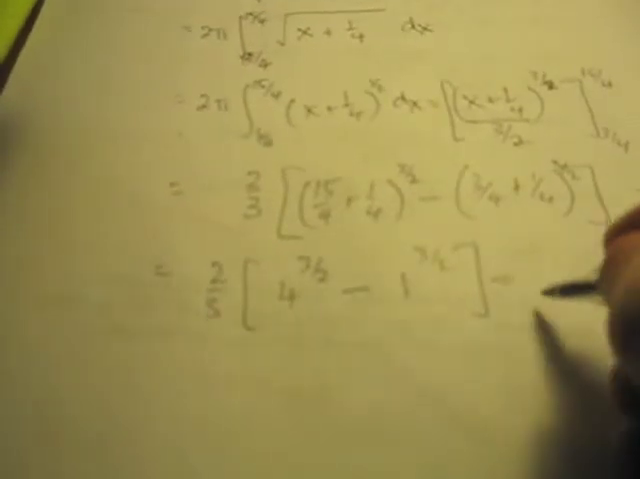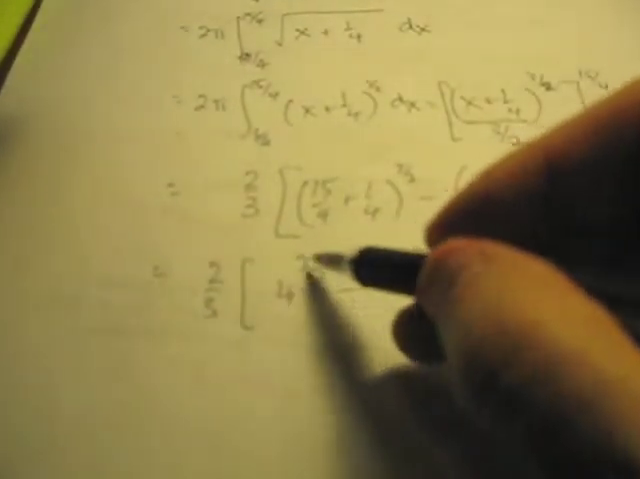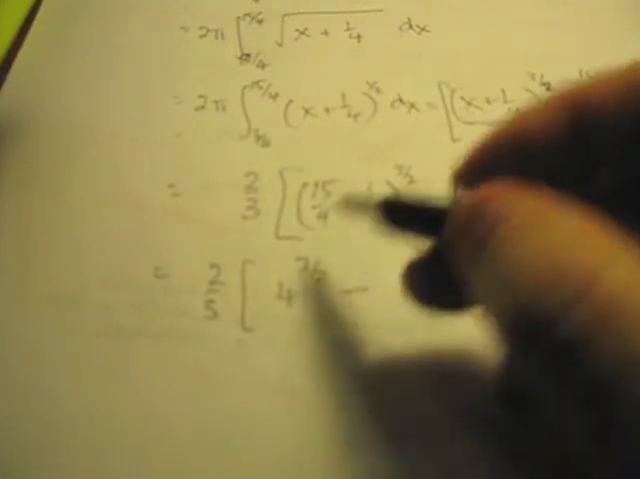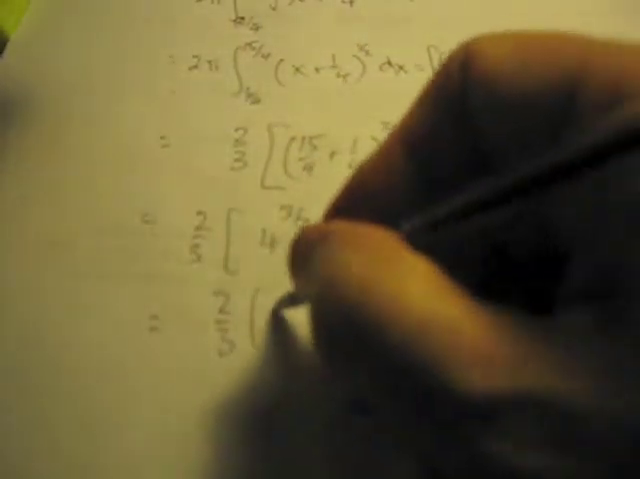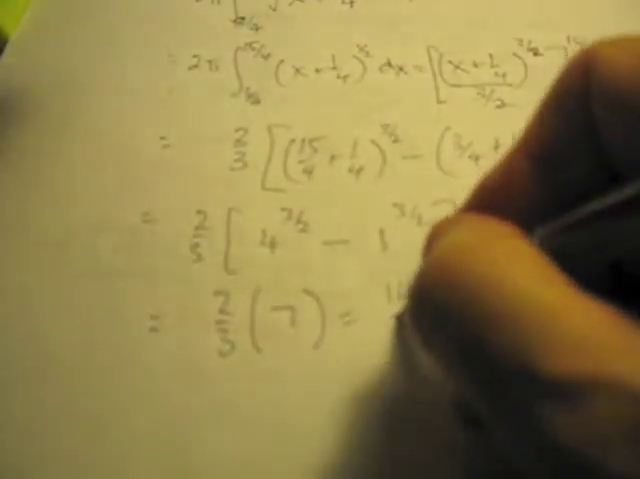So we end up with now 4 to the 3/2 will be, the square root of 4 is 2, so this will be 2/3 by 2 cubed is 8 minus 1. So we end up with, as our surface area, as being 2/3 by 7, which is 14/3.